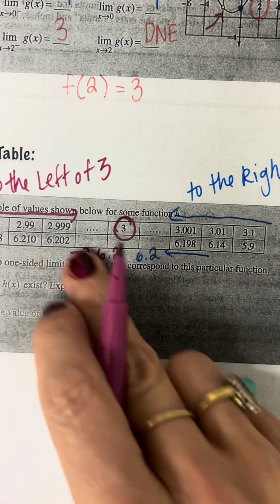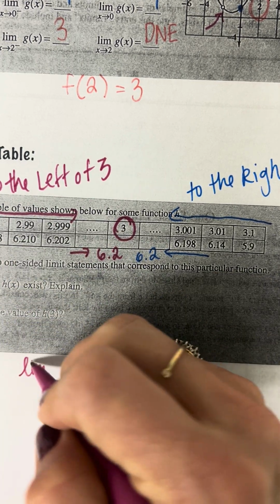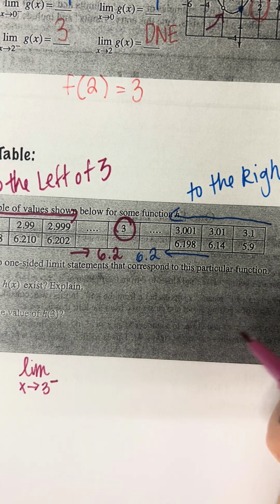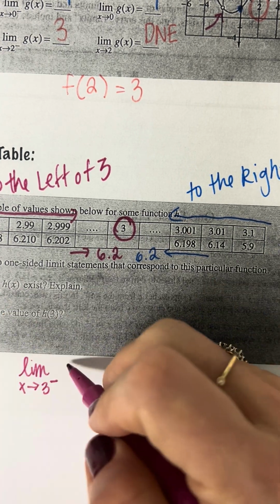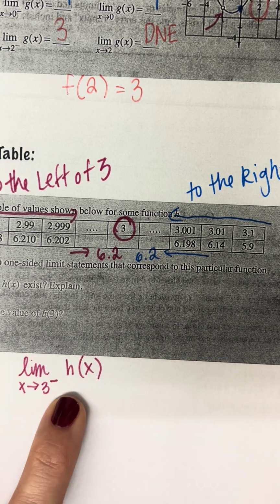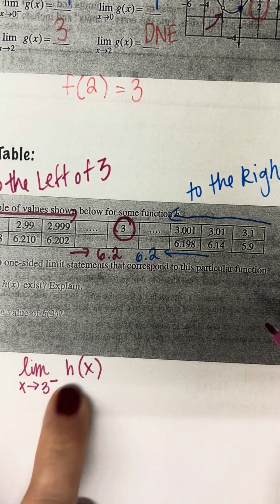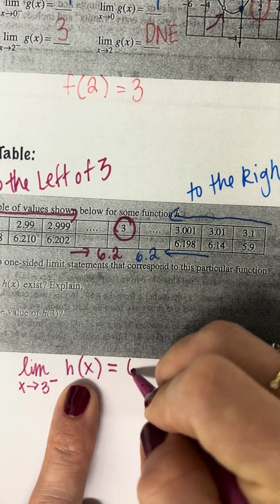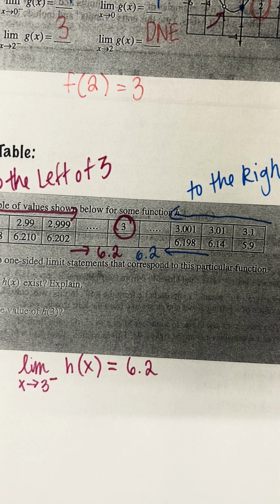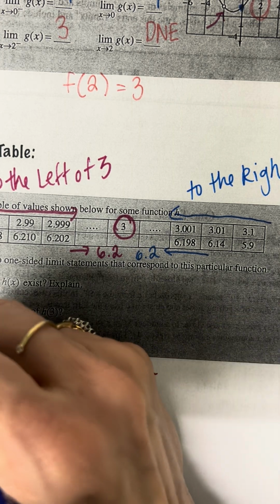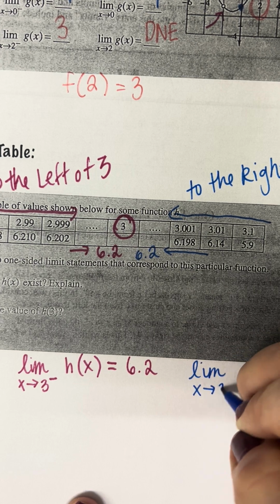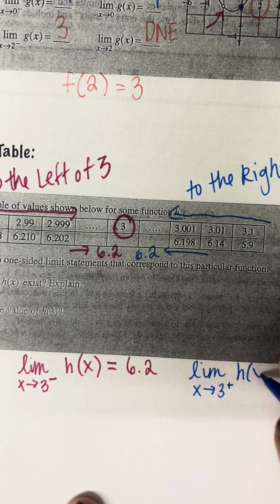So the left side values here, the limit as x approaches 3 from the left of this function is h of x this time. Make sure you always put your function rule here. Otherwise, you cannot just have a limit floating without a function next to it. Equals 6.2 approximately, okay? And then my right-hand limit, so this is letter A here, would be my limit as x approaches 3 from the right of h of x is also approximately 6.2.